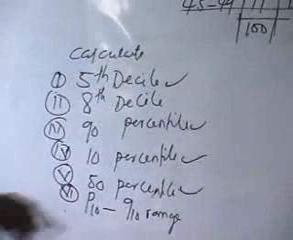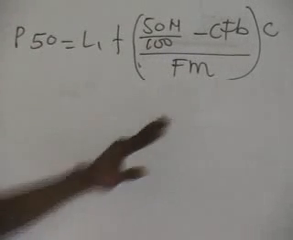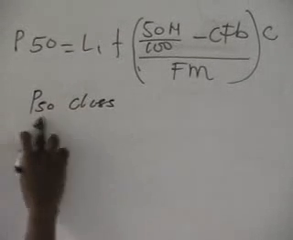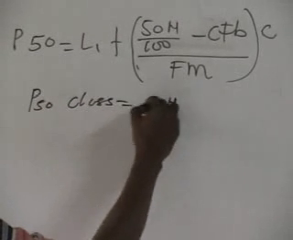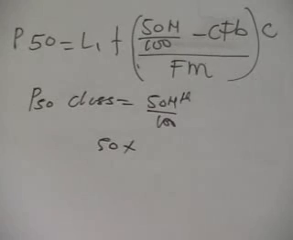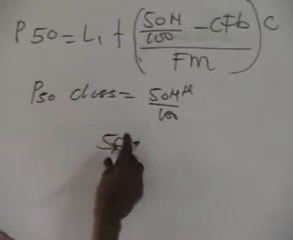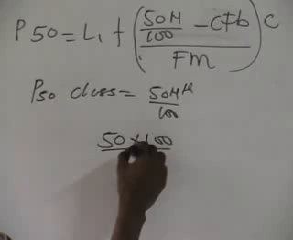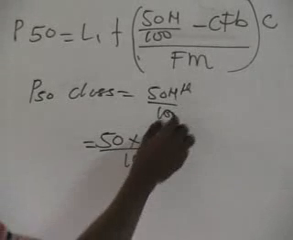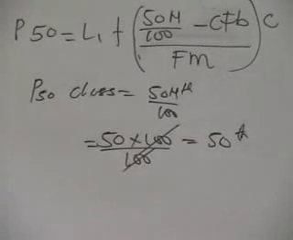Then let us look at the second to the last. How would you get that? Let's look at the 50th percentile. Now the formula for the 50th percentile equals this. So we have to get the 50th percentile class. The 50th percentile class equals 50n over 100. So 50 times 100, divided by 100, because our n is 100. So 100 cancels 100. So the answer equals 50. Are we together? So the 50th position.